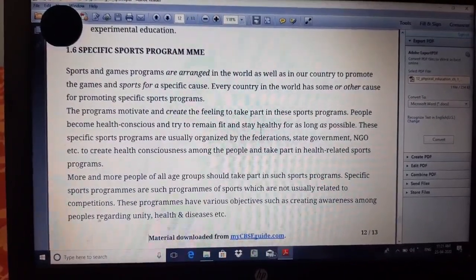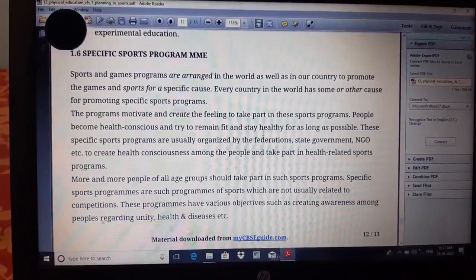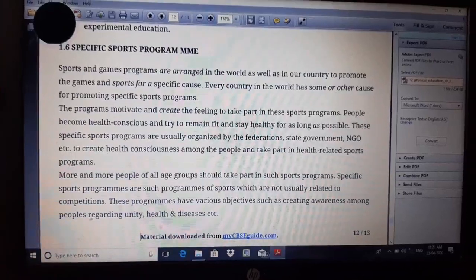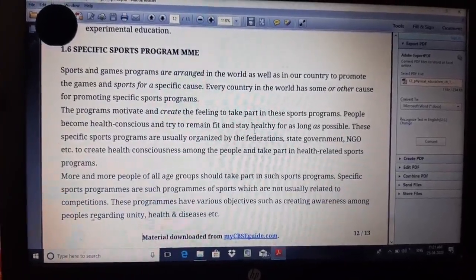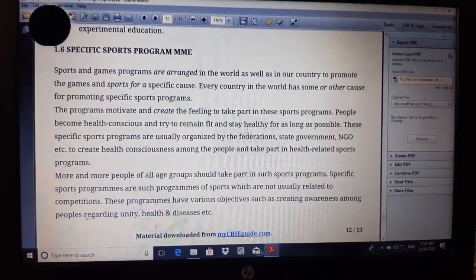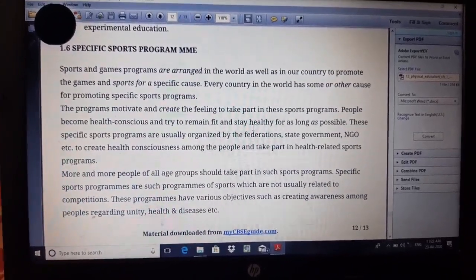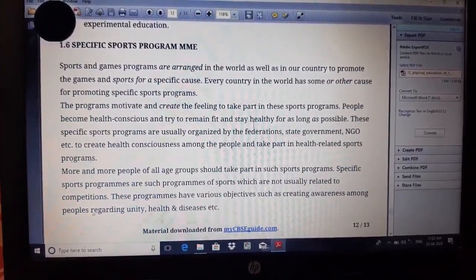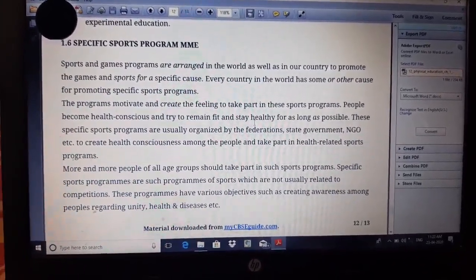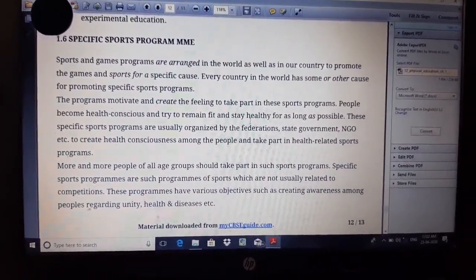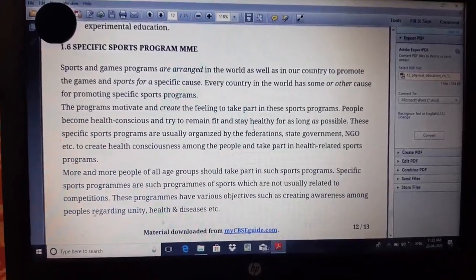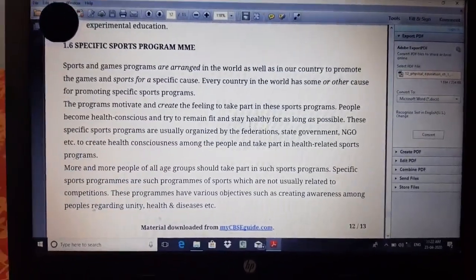Specific sports programs are such programs of sports which are not usually related to competition. There is not actual competition. You get prizes over there, but you don't have a specific certificate, or you are not going to get a job out of it, but it's for fun sake. So these programs have various objectives such as creating awareness among people regarding unity. Run for Unity is also there, where you don't know whether the partner running next to you is Hindu, Muslim, Christian, or who. Or health and diseases, etc. It's a simple thing.